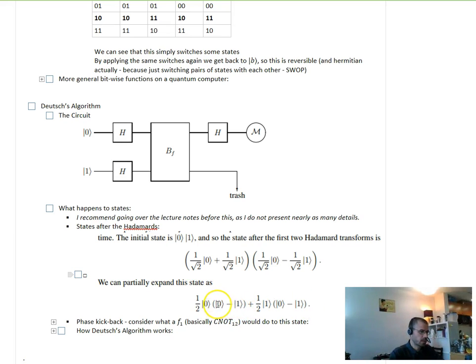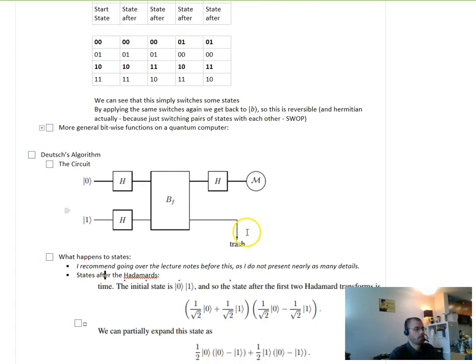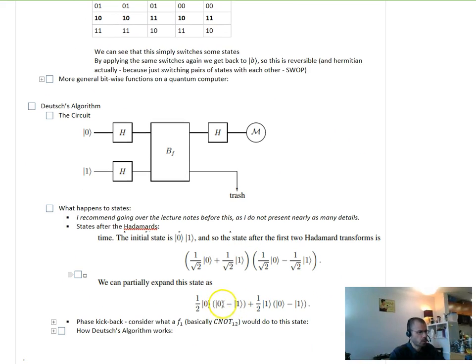And now for this second part, we know that when you do an XOR, that's basically a NOT operation when f of a is 1. When f of a is 0, it does nothing. Okay? So what would happen here if you do a NOT operation just on this part? Maybe pause it and think about that.